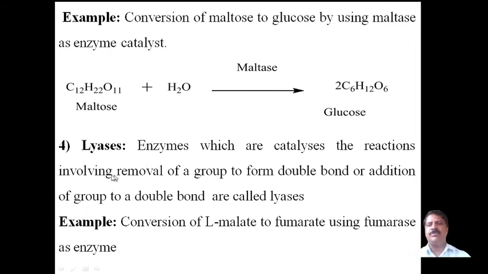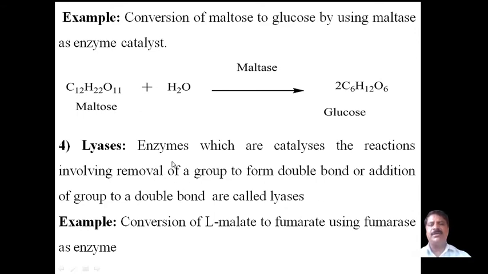Next, coming to the fourth type of these enzymes, the lyases. Enzymes which catalyze the reactions involving removal of a group to form a double bond, or addition of a group to the double bond, are called lyases.